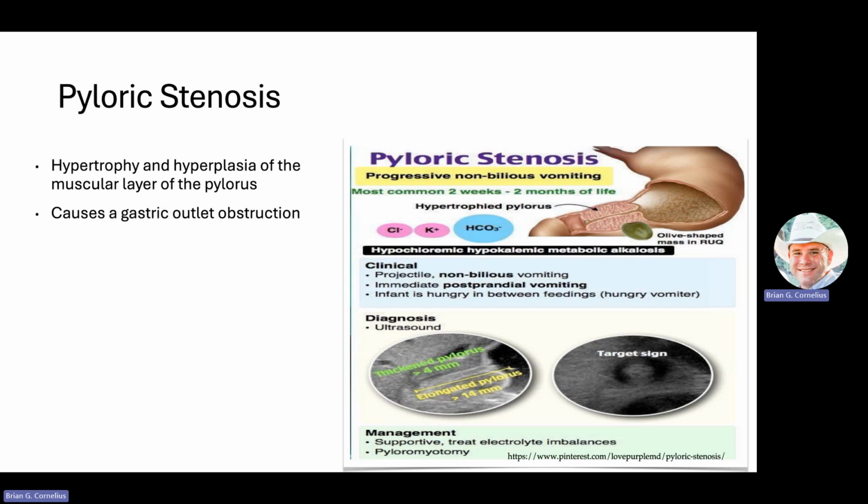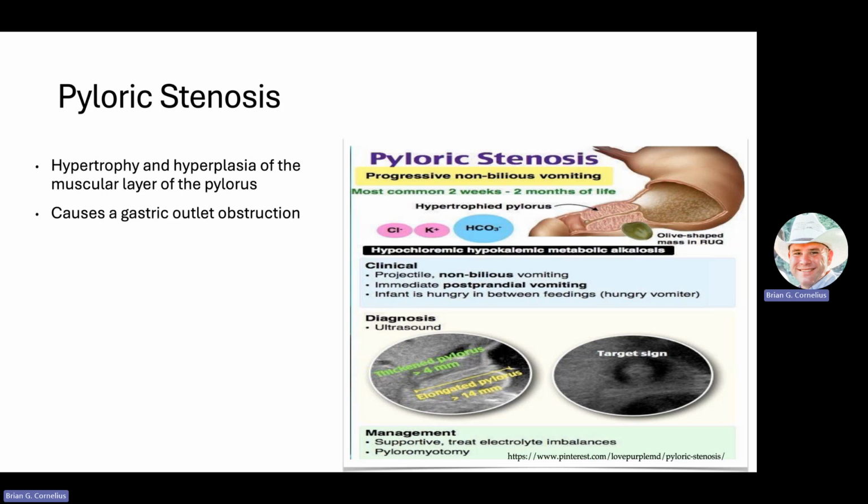So what happens here is that you have hypertrophy and hyperplasia of the muscular layer of the pylorus. As a result of that, you have a mechanical obstruction of the gastric outlet. So they're not able to get food down adequately. And as a result, anytime they eat, they immediately vomit it back up.